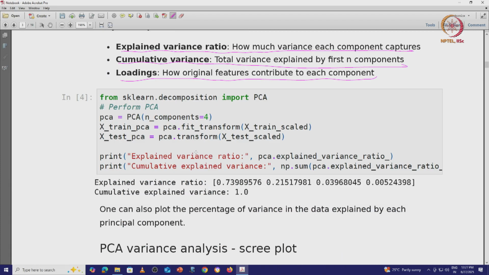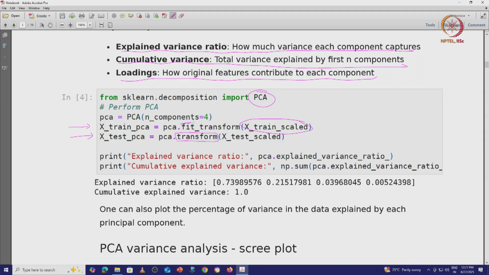Alright, so at any point feel free to pause the video and type out these commands, and the syntax of these is well available online. Okay, so we are importing PCA from sklearn.decomposition, and then we are able to do fit_transform on the training scaled data, which was the standard scaler we had applied earlier, and then again we are doing transform on the test data set.